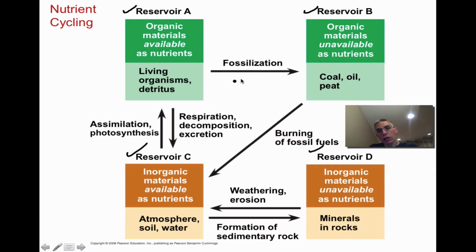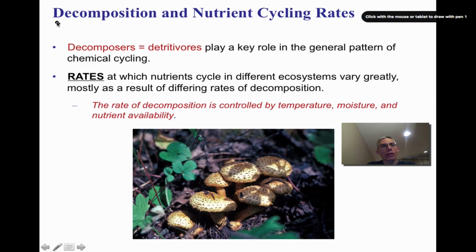So if we look at the arrows, this just kind of gives you a general idea of how things move back and forth within an ecosystem. But like I had said, we're going to get into the specifics of each particular element and its cycling once we do our activity. Now, it's really important that we do not forget about decomposition when we talk about nutrient cycling.